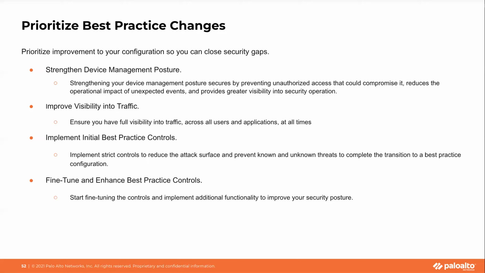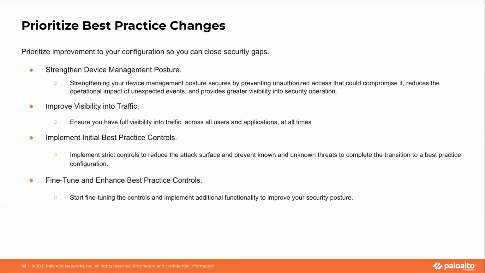Then implement best practice controls. Once you gain the full visibility and context of the traffic on your network, application, content, threats, and the users, implement strict control to reduce the attack surface and prevent known and unknown threats to complete the transition to best practice configurations. Review the adoption summary, identify the gaps, follow the safe transition steps, and then you can use the policy optimizer to convert the port-based rules to application-based rules.